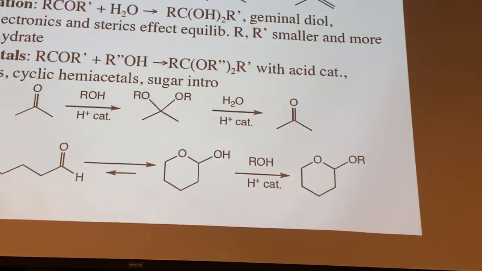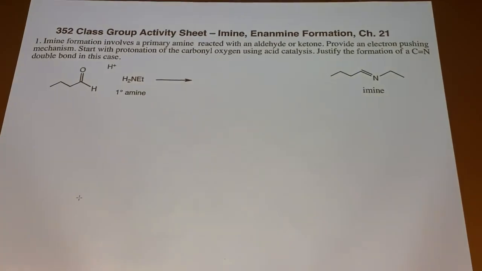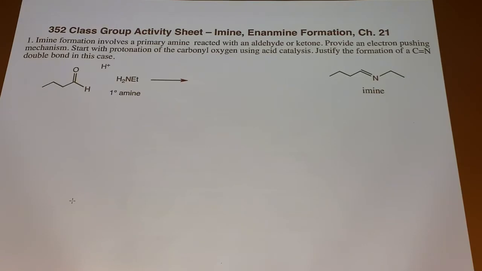So let's see. Let's turn you loose here on an activity sheet. Let's go back up here and see what we need to say about that. Oh, there it is. These activity sheets are also on Learning Suite under Content. I point them out from time to time in class. If we were in class for real, I'd have you in small groups right now. And you can do that if you're watching these videos and know someone in the class. Get with them and work through this. But here's the challenge, right? Imine formation, with primary amine, aldehyde or ketone, provide the electron pushing mechanism. Start with a protonation of the carbonyl oxygen using acid catalysis. Okay, so if acetic acid is in there, it will go at pH 7 if you don't add acid, but it'll be a lot slower than if you have it at pH 5. Justify the formation of the carbon-nitrogen double bond in this case. So yeah, have at it.